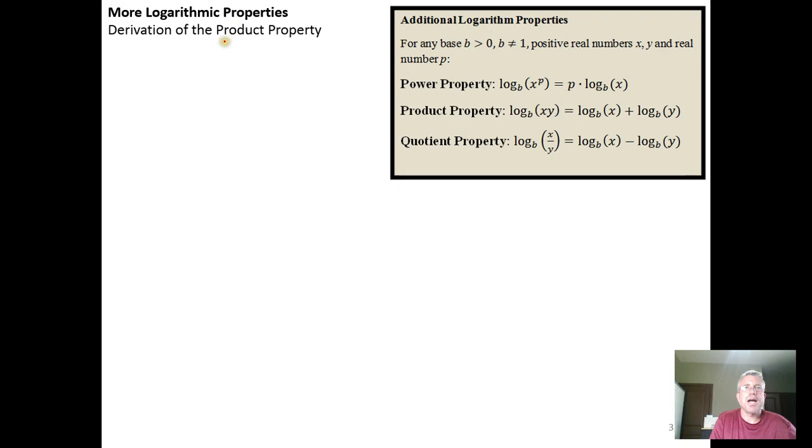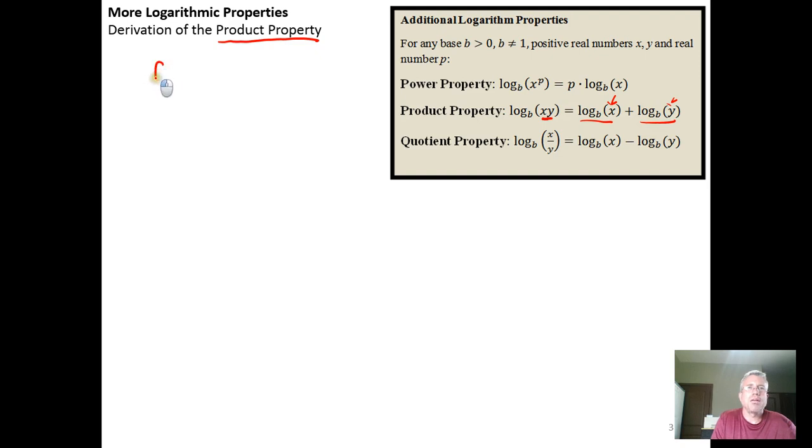Next, we want to establish that the product property, in fact, isn't magical. So the product property here says that log base b of x times y equals log base b of x plus log base b of y. So in other words, the sum of the logs can be written as the log of the product of the inputs to the logs. So we want to establish that this is true. So the way that I'm going to do this is I'm going to give each of these two logarithms on the right hand side a name.